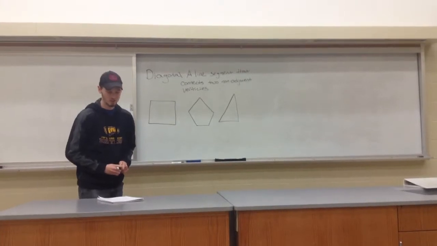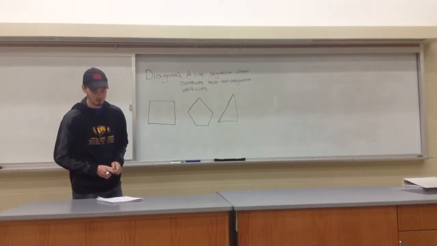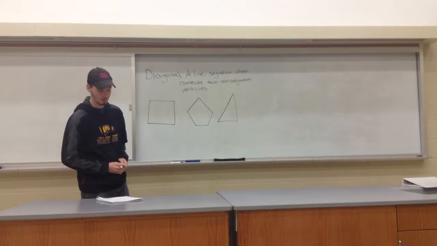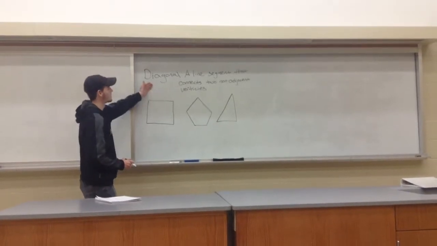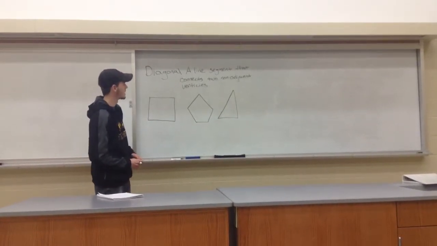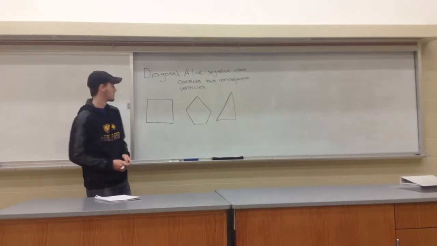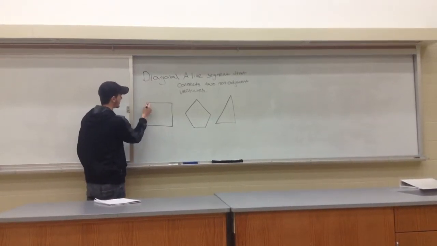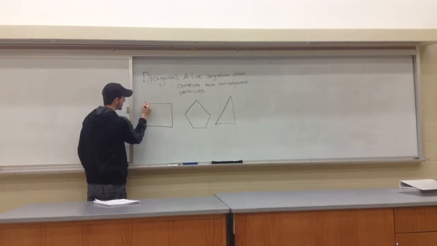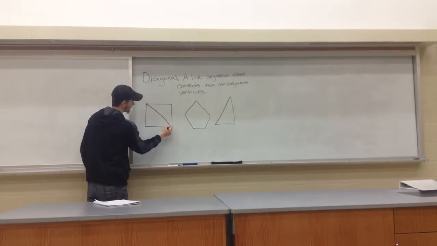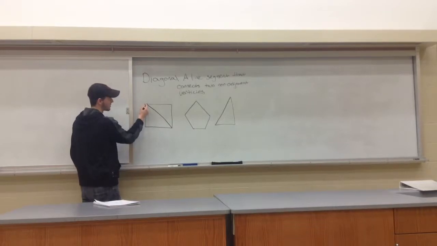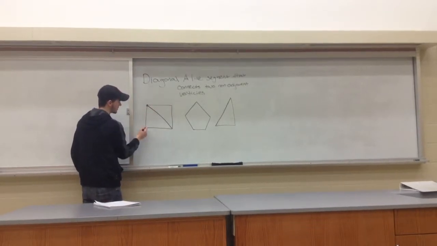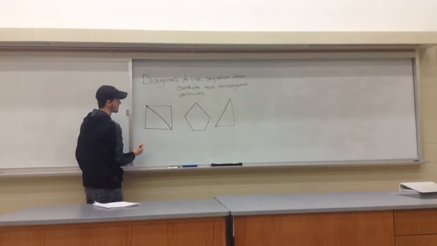Alright, so today we're going to talk about diagonals and how they relate to interior angles of a polygon. Now a diagonal, as I already have written up here, is a line segment that connects two non-adjacent vertices. For example, in the square I have drawn here, the diagonal would be from one vertex, which is a corner, to another vertex that's non-adjacent. So this corner could not connect to this corner or this corner because those are the two adjacent vertices.